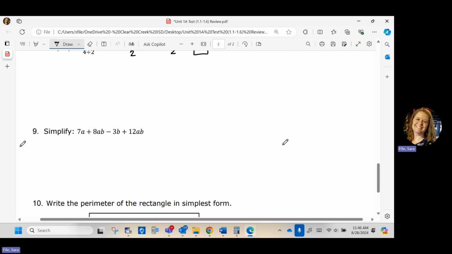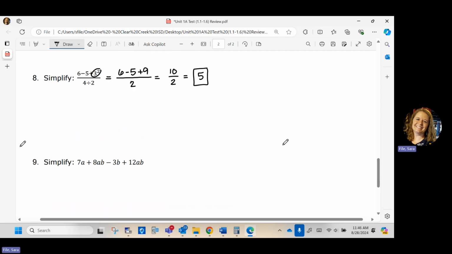All right, on number 9, another simplify. So we're going to combine like terms. Remember, like terms have the same variables, so the same letters, to the same powers, the same exponents. So here, this first term has an A. There is no other term that has just A. So there's nothing to combine it with. So it stays 7A. That does not change.